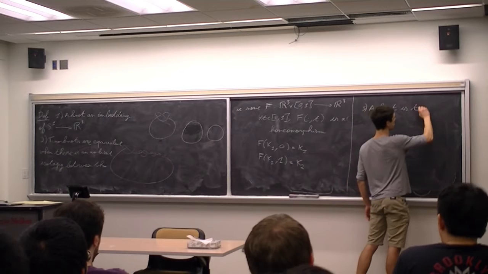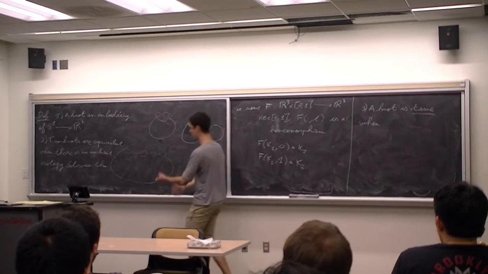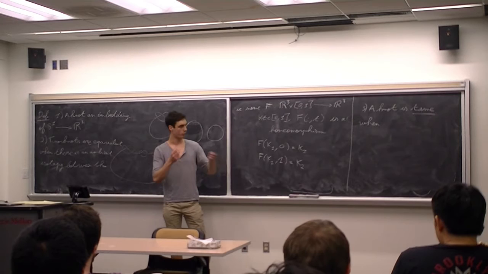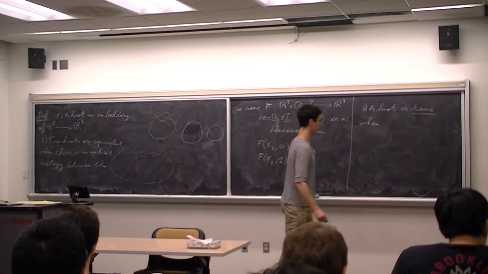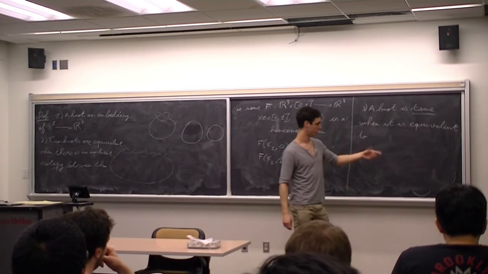When, well, essentially, what's the problem here? We have infinitely many knotted things, so it's going to be tame when it's equivalent to a polygonal curve. It's just a bunch of straight lines. It's tame when it is equivalent to a simple closed polygonal curve, so not self-intersecting, closed, of course.